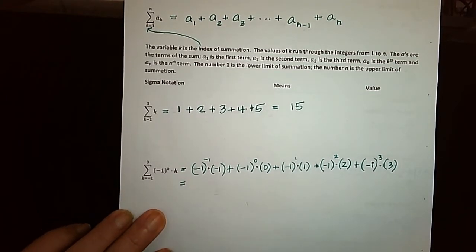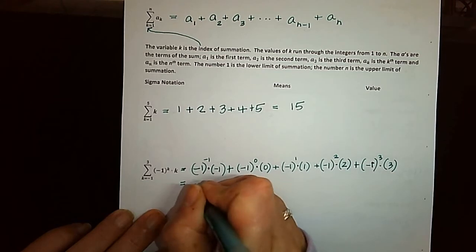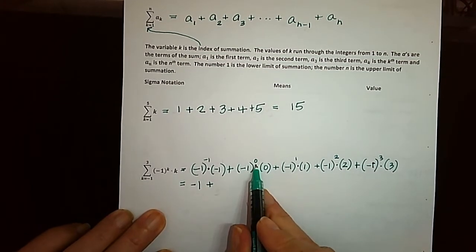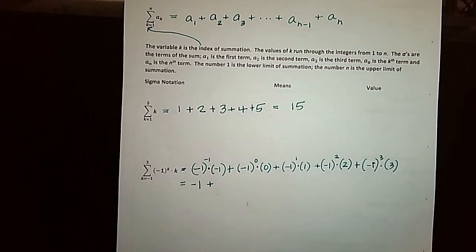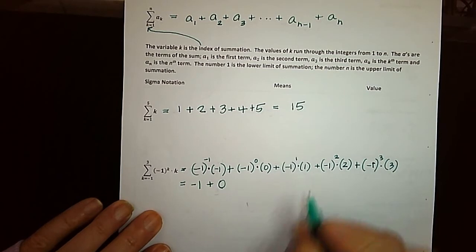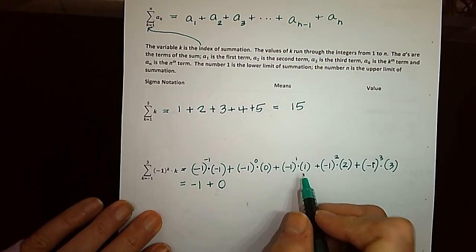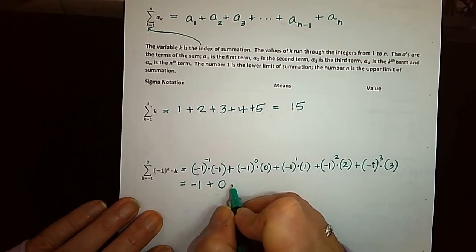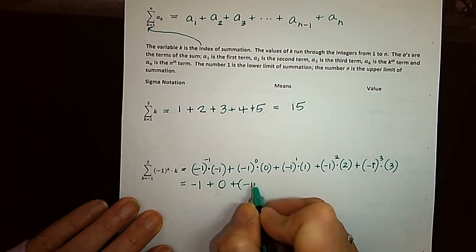So negative 1 to the negative 1 times negative 1 is negative 1. And I'm going to add to that negative 1 to the 0, which is 1, but it's times 0, so that's going to be 0. I have negative 1 to the first, which is negative 1 times 1, which is going to give me another negative 1. So that's going to be plus another negative 1.